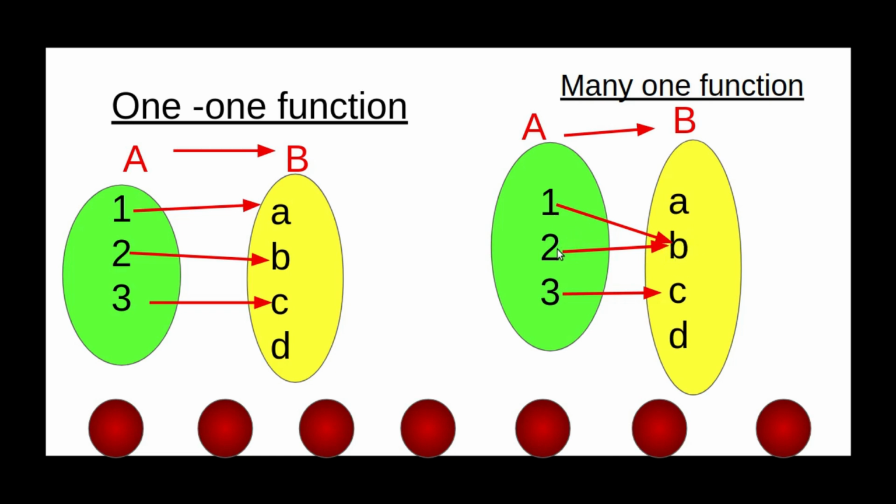1 is not equal to 2, but f of 1 is equal to b, which is equal to f of 2. So this function is not one-one, or it is known as many-one function.